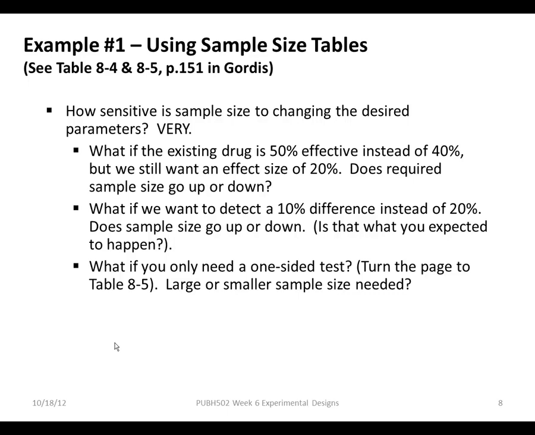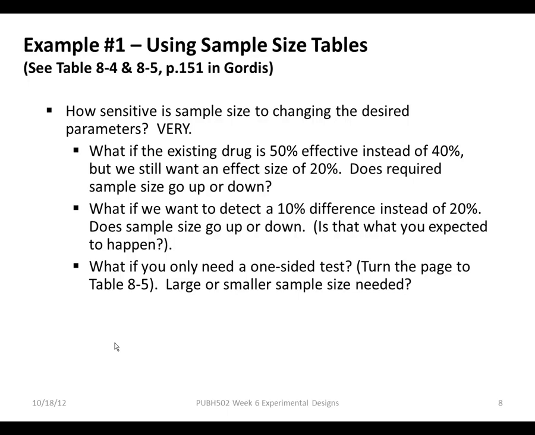And what if you're looking for a smaller effect size instead of a larger effect size? What if you only need to detect a 10% difference instead of a 20% difference? Think again, make a guess about whether the sample size is going to go up or down, check it in the table, and then think about whether that matched your expectations and why the sample size would move in that direction when effect size goes down.